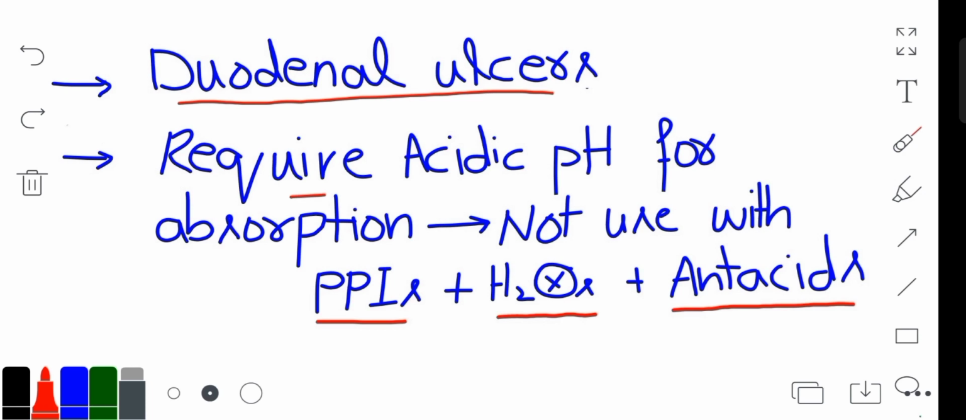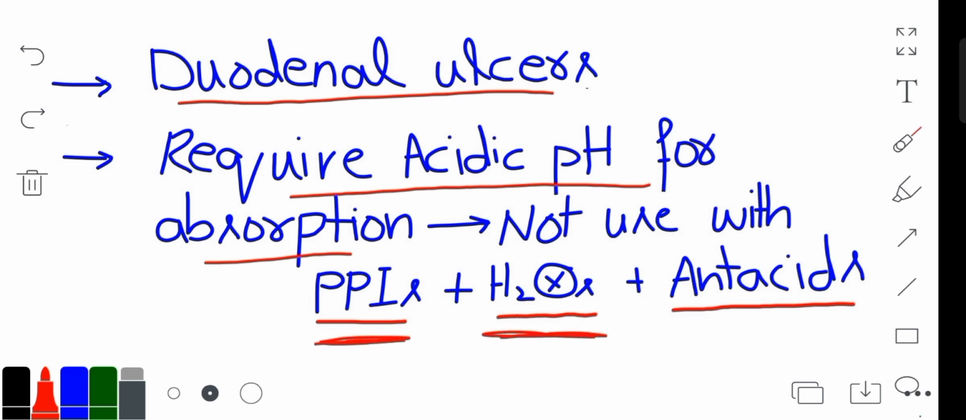Sucralfate requires an acidic environment for its absorption. Therefore, it is advised not to use sucralfate with proton pump inhibitors, H2 blockers, and antacids.